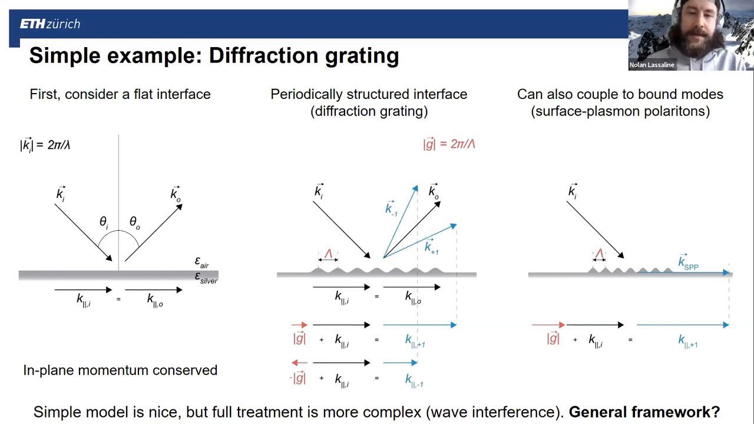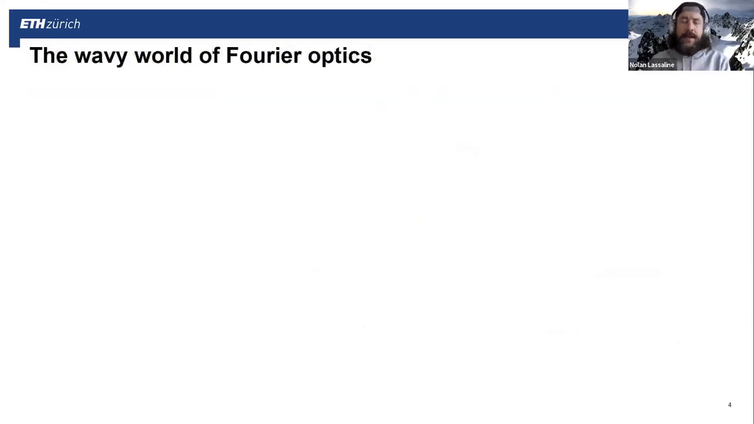And of course, this very simple model here is nice to develop our basic understanding of how these components function. But as is normally the case, the full treatment is much more complex, and it's based on wave interference and optical fields. And so, is there a more general framework we can use to understand how these diffractive optics work? And the answer, of course, is yes. And this is what we call the wavy world of Fourier optics.